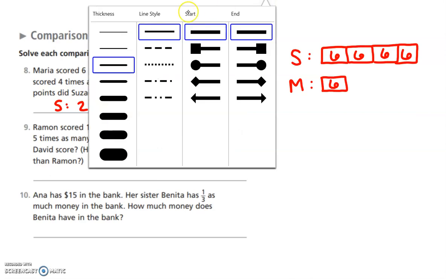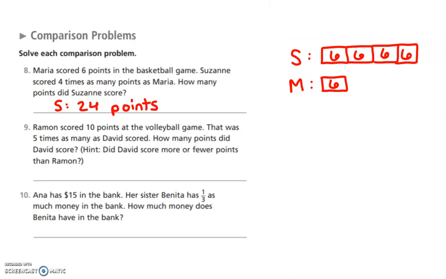For number 9, I'm going to also give you an equation to write along with this one as well, rather than drawing the comparison bar this time. So we have Ramon. He scored 10 points at a volleyball game, and that was 5 times as many as David scored. How many points did David score? And so the hint that they gave you is exactly what I was just going to say. You want to ask yourself if Ramon scored more or if David scored more. So does David score more or fewer points than Ramon? And it looks like Ramon scored 5 times as many as Dave. So that means David should have scored a very low number of points there.